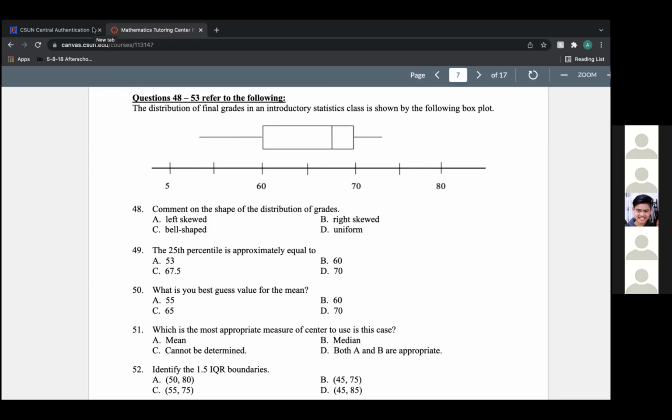Can you possibly go over 49 again, please? The 25th percentile? Yes. Where does the first whisker stop and the box begin? On the left of the box plot. Starting from the left side, the whisker ends and the box begins where? What number? Like 75? No, we're starting on the left side of the box, not the right side. That whisker on the left side ends and the box starts at what number? Oh, 60. And that's your answer. That's where the 25th percentile is.